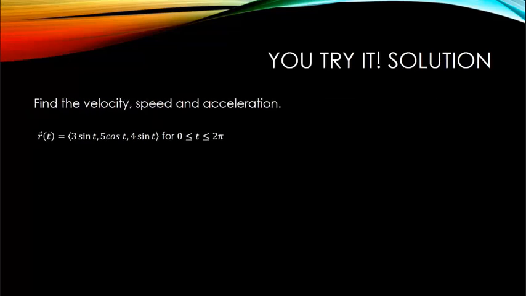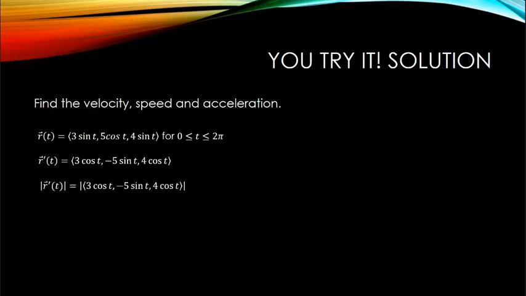I want to find the velocity, speed, and acceleration given the position vector r of t is equal to 3 sine t, 5 cosine t, and 4 sine t over the closed interval from 0 to 2 pi. I take the derivative of each component in my vector. R prime of t is equal to 3 cosine t, negative 5 sine t, and 4 cosine t.